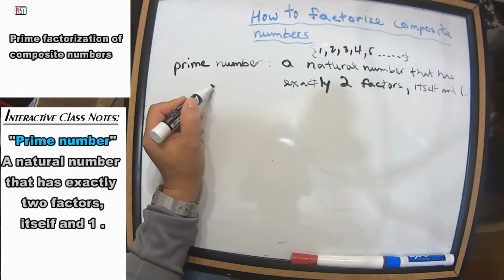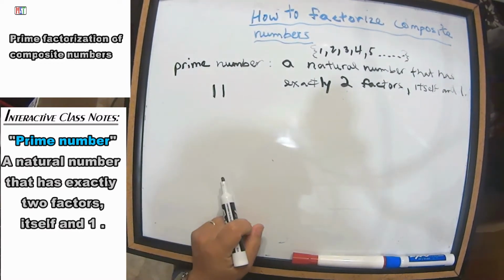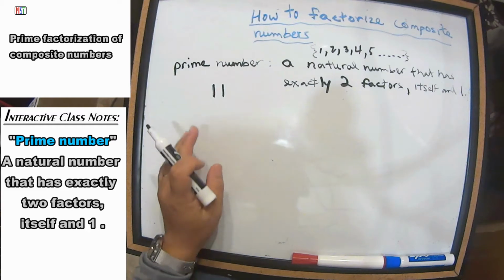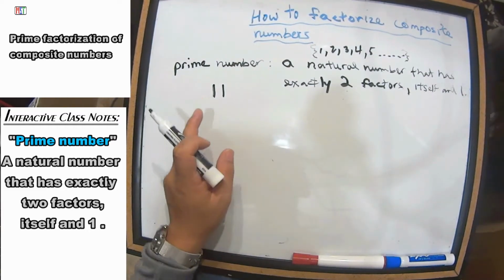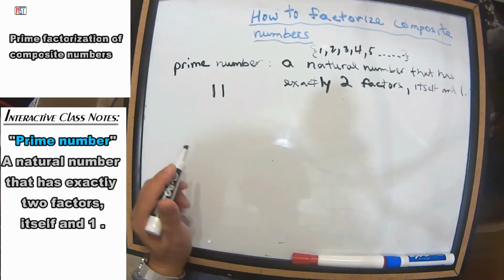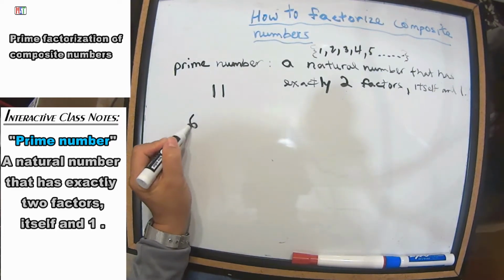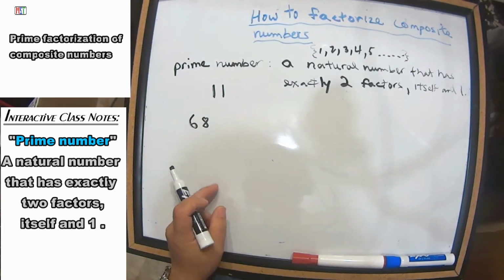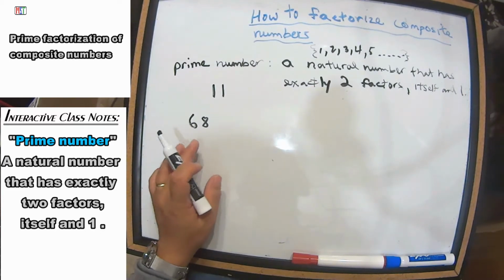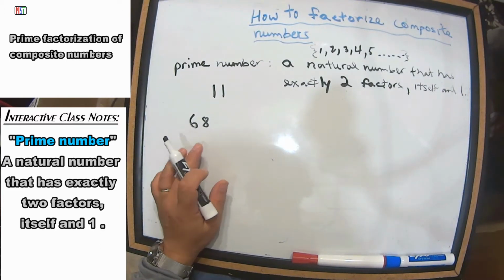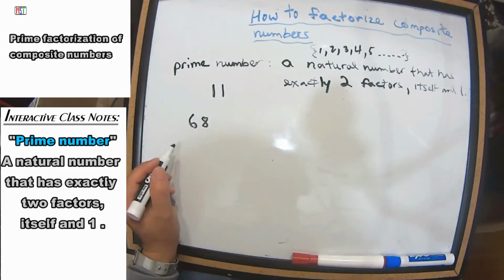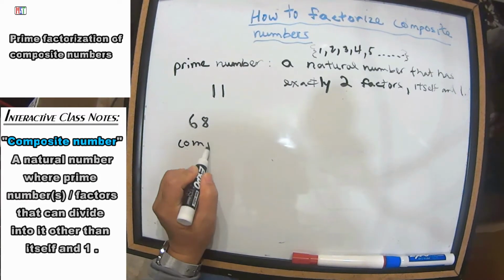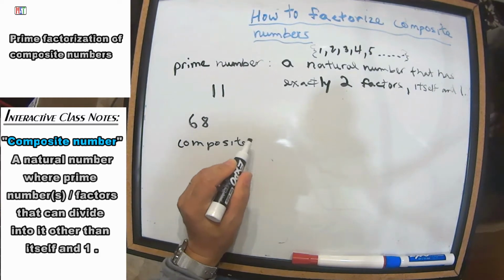Now think of this number here, 11. 11 is a prime number because there is no other factor other than itself and 1 that can divide into it. Okay. On the other hand, when you look at 68, 68 is not a prime number because other than 68 and 1, other numbers can also divide into it. Okay. So that's what a composite number is. Okay. So let's define that.